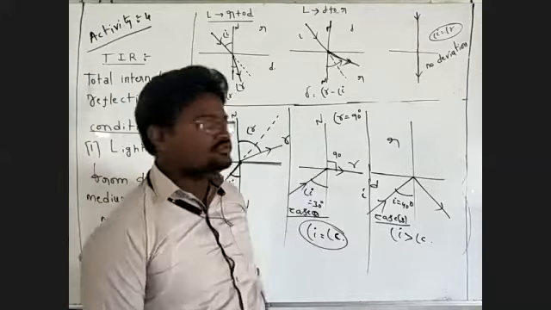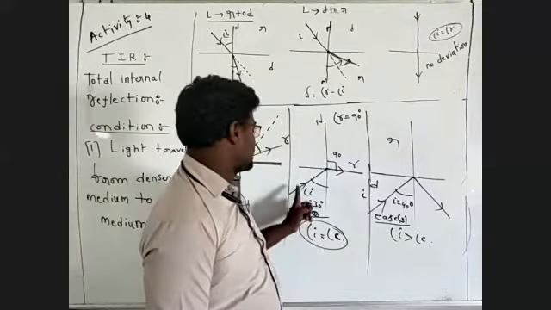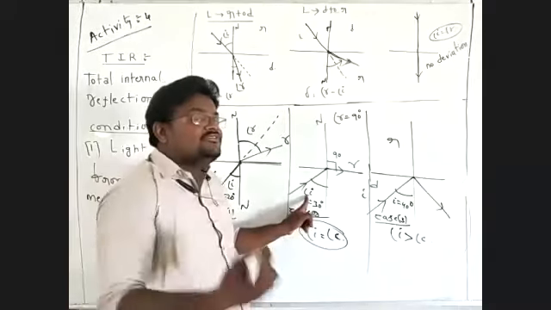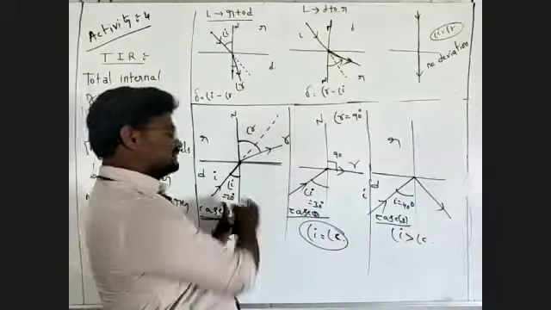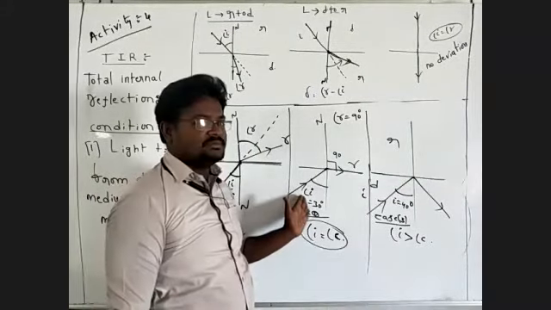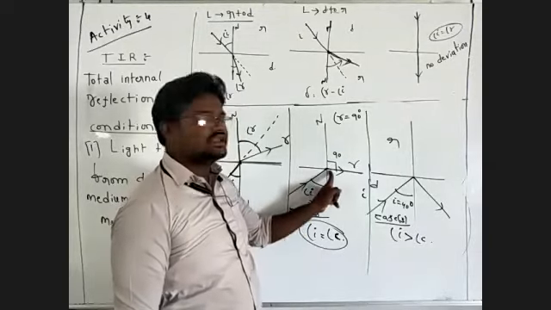In the second situation, you will see light travels from denser medium to rarer medium. But here the angle is 20 degrees, for example. This angle of incidence is greater than this angle. I am increasing the angle of incidence. Light travels from denser medium to rarer medium.